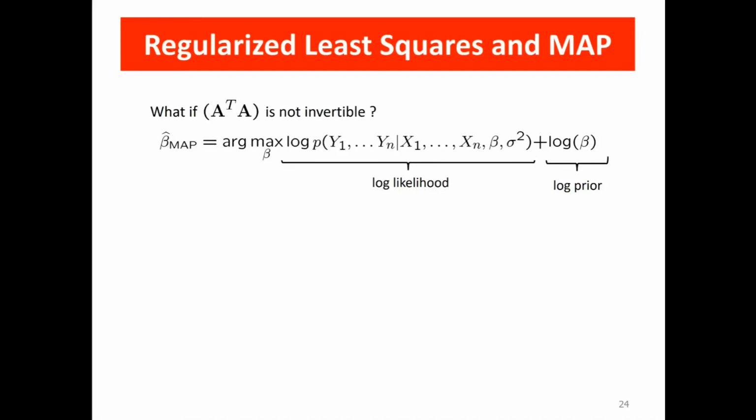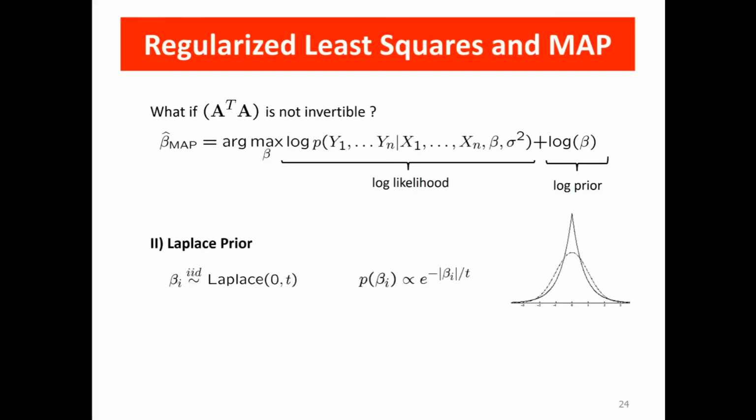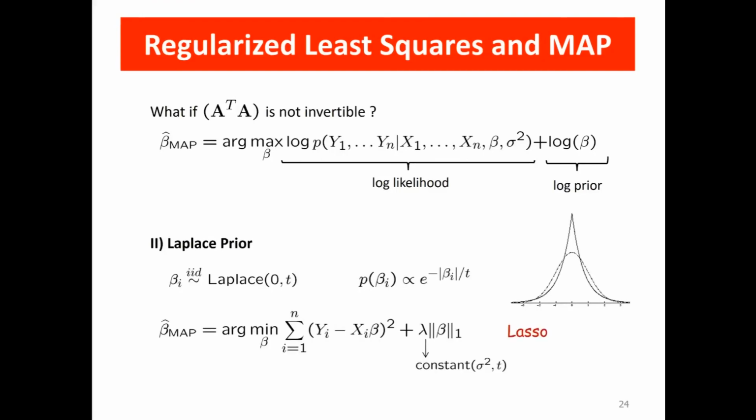Sometimes, however, people use Laplace distribution on beta instead of Gaussian distribution, and then our final problem will look like this. Again, in the cost function we will have two terms. One is the same as in the least square estimation problem, plus we have a second term which is just some lambda times the one norm of beta. This problem is called the lasso regression problem. We will discuss some of the most important properties of lasso later during the semester.